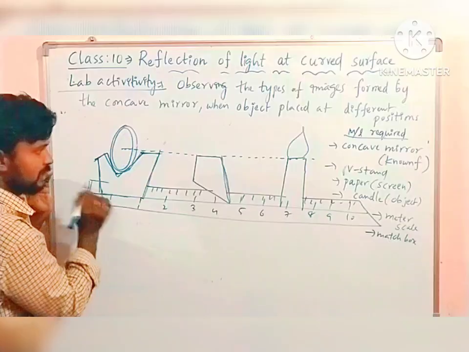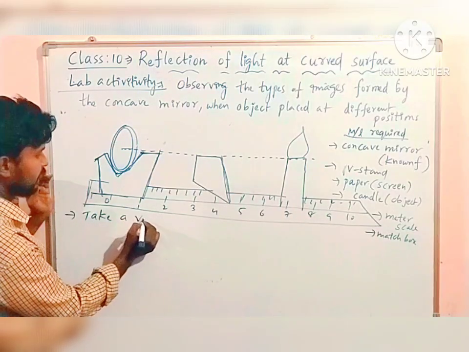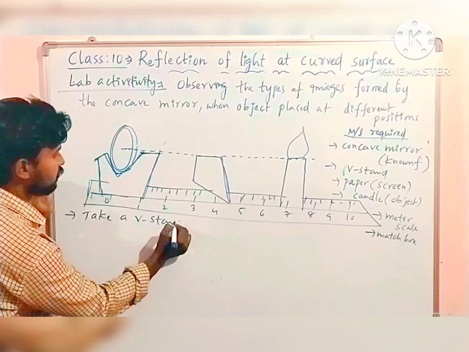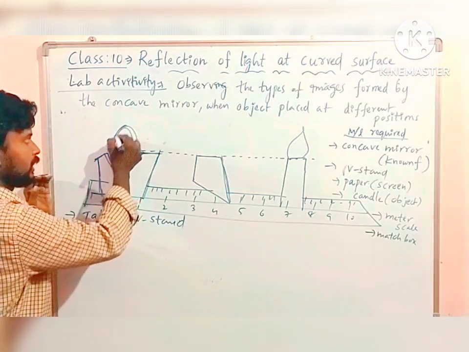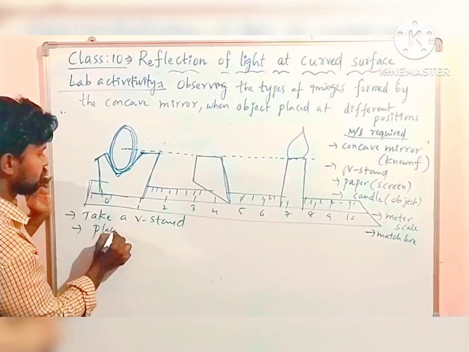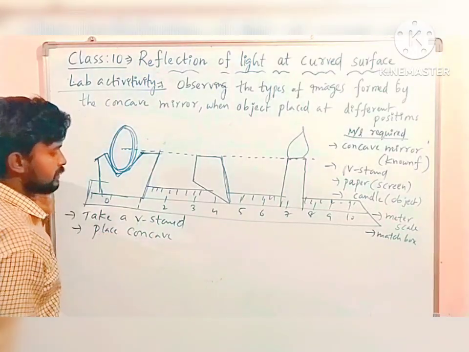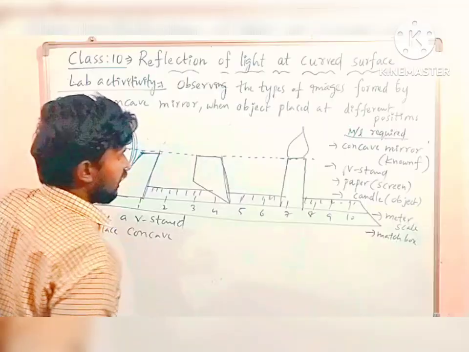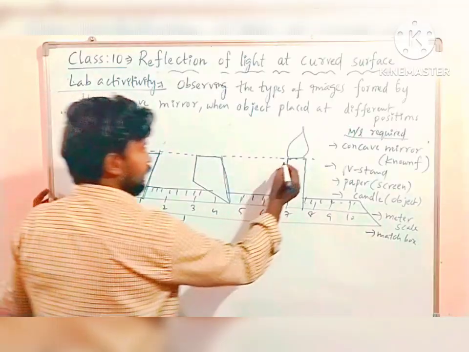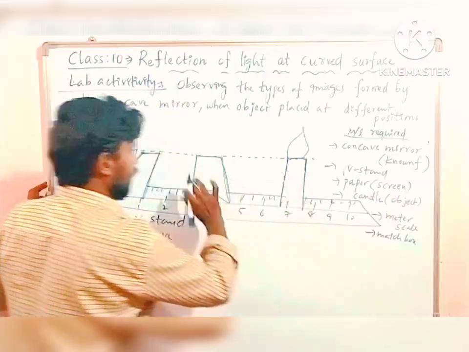Okay, now take a V stand. Place the concave mirror on the V stand. After that, take a candle. Place it on the principal axis of the concave mirror.